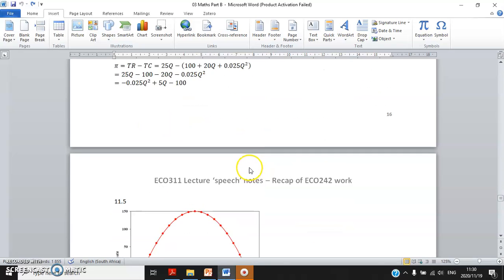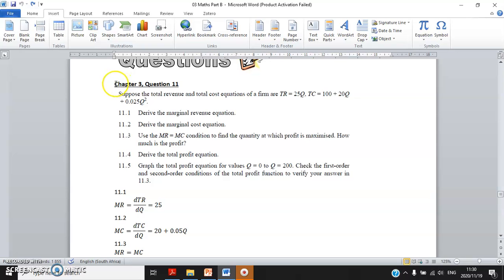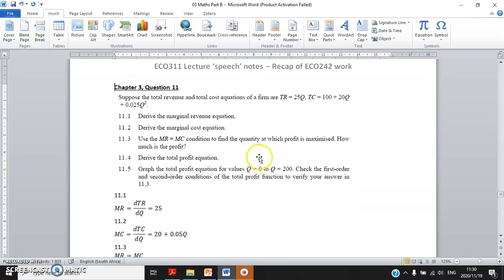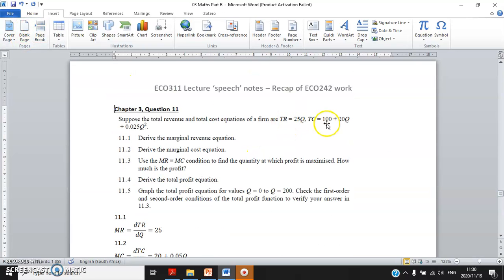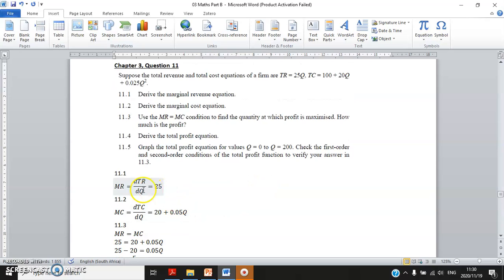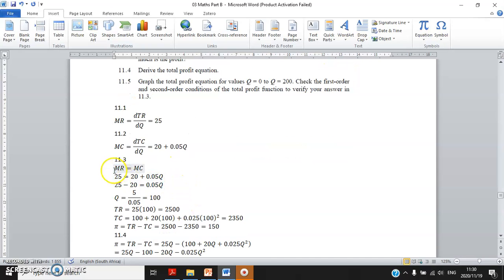So I would rather do this question, chapter 3, question 11. You have total revenue and total cost. This is why I can easily derive marginal revenue, 25. Marginal cost, 20 plus 0.05q. Then I apply the first method. Marginal revenue equals marginal cost. Then I move the terms around. Then quantity is 100. Okay, so when q is 100, profit is maximized.